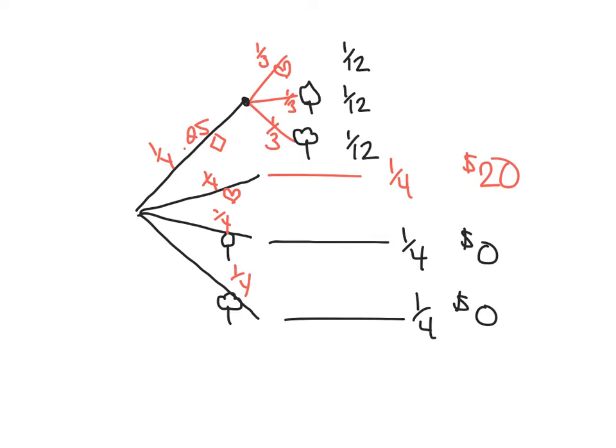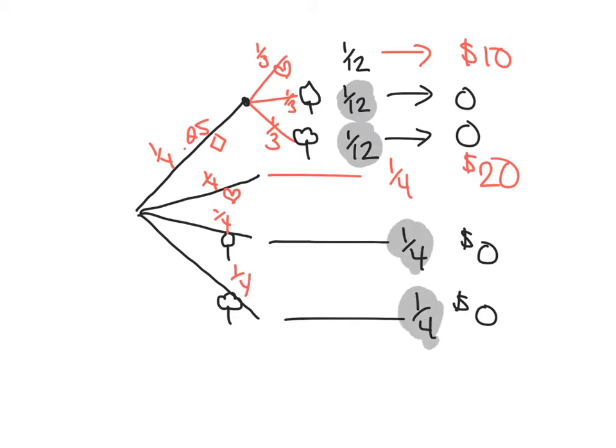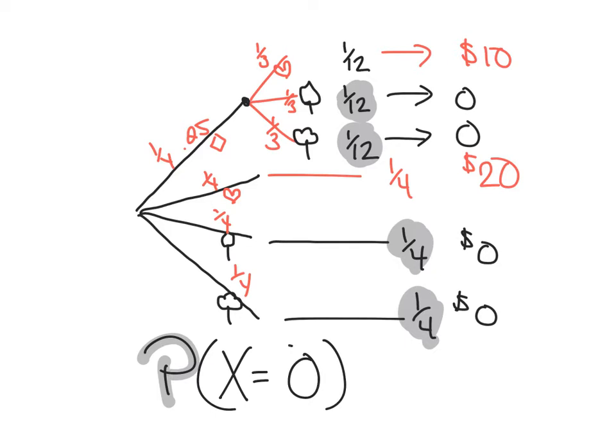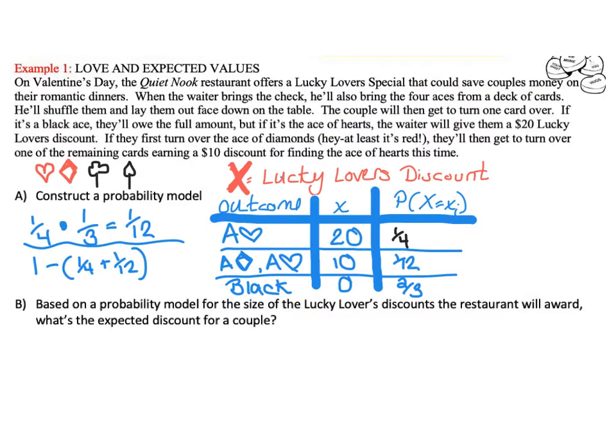So this one would win $10, and these 2 scenarios, you win nothing. So what are your chances of winning nothing? It would be 1/12 plus 1/12 plus 1/4 plus 1/4, and that would equal 2/3. So the probability of my random variable producing a $0 payout is going to be 2/3. Okay, so now you've seen 2 ways of getting the probability that x is equal to 0 is 2/3.